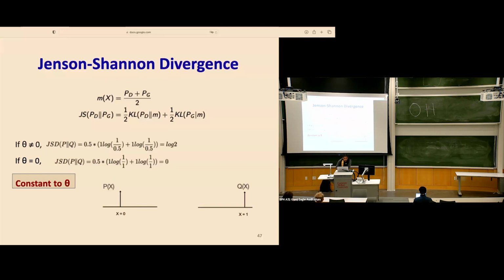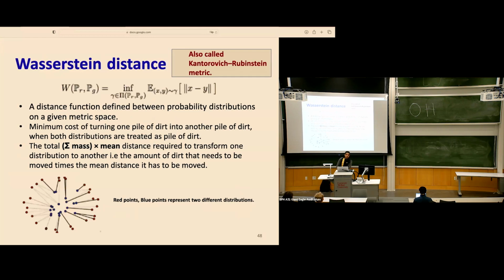In order to eliminate this problem, we use something called the Wasserstein distance. It's also known as the Kantorovich-Rubinstein metric. It's a distance function defined between probability distributions on a given metric space, which can be any metric space, say M. If you consider two distributions where each distribution is a pile of dirt, what's the minimum cost of transforming one pile of dirt into another? That's what the Wasserstein distance is.